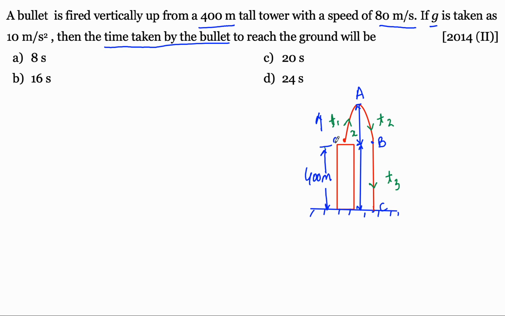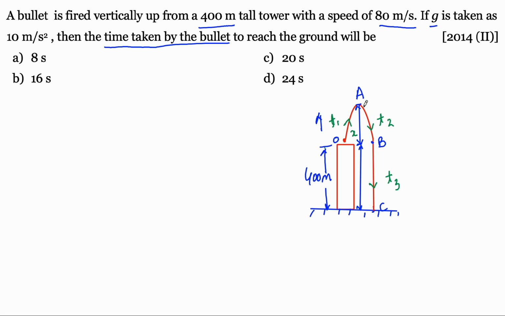Okay, let's say from this O point to A point, it is taking time t1. It is going to move first in a vertically upward direction, and then at a certain point it is going to have zero velocity. Let's say it is the point A. It will have the final velocity as 0. Now from that point, it is going to move in the downward direction under the effect of gravity.